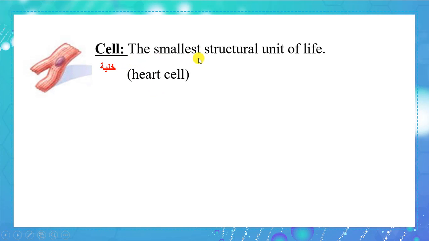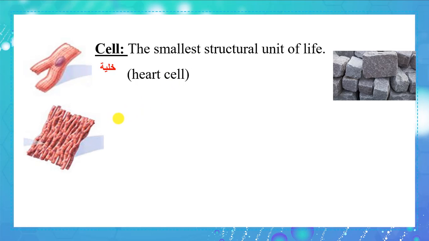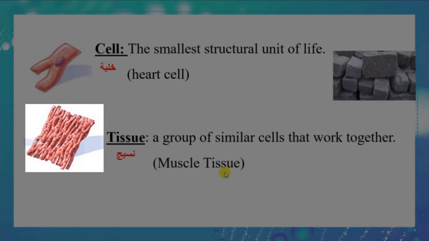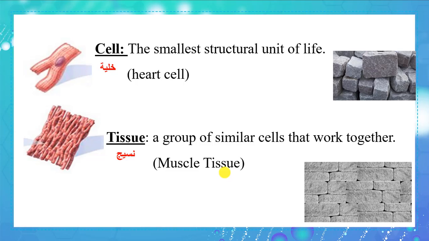So, the cell is the smallest structural unit of life. Example, the heart cell. The cell in a human body resembles the block in a building. A tissue is a group of similar cells that work together. Example, muscle tissue. The tissue in a human body resembles the wall in a building.